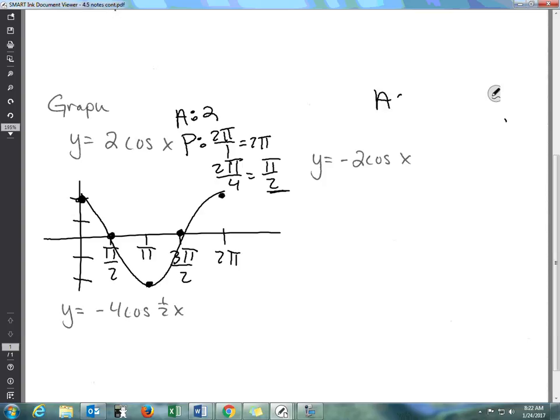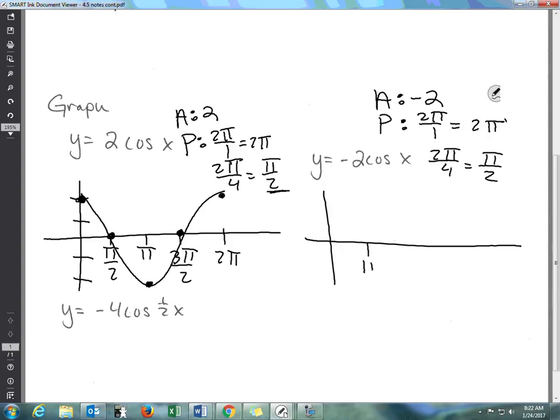So your amplitude is negative 2. Your period length, there's still no number with x, so your period length is 2 pi divided by 1, because it's the understood 1. So your period length is 2 pi. So then to get each mark, just like before, you take 2 pi and divide it by 4, and you get pi over 2. Okay, so each mark's going to be pi over 2. So I do that, so pi over 2, pi, that looks like negative pi, sorry. So this is pi, this is 3 pi over 2, and this is 2 pi.